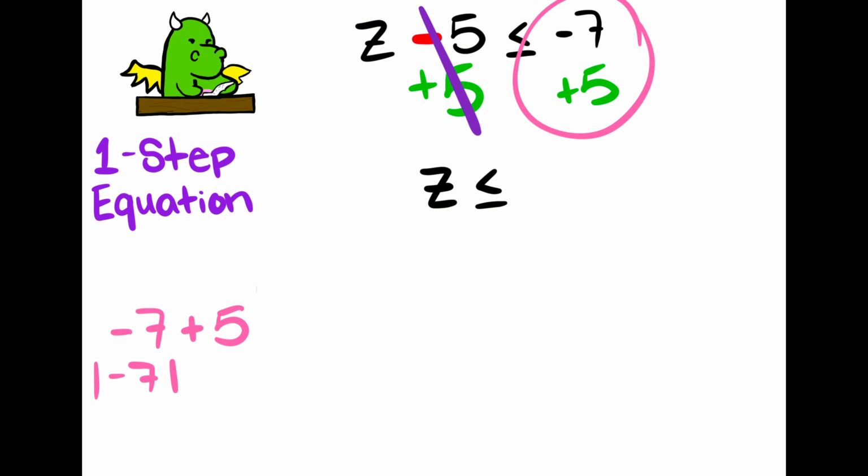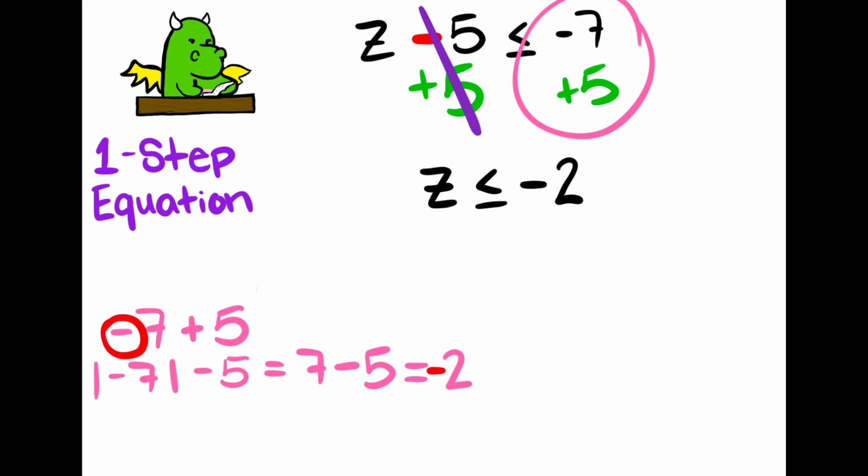Tip: when the negative number is first in addition, we can take the absolute value of that and subtract the positive number. If you do this, you must remember to put back your negative sign. This gives us z is less than or equal to -2.